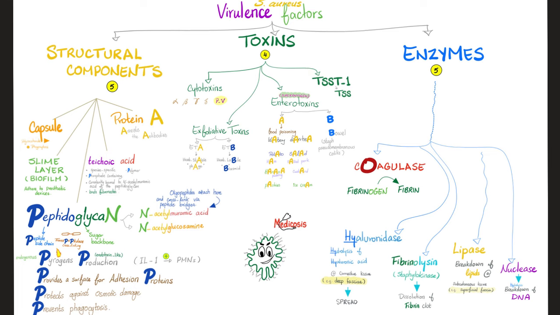Let's start with cytotoxins. You have alpha, beta, gamma, delta, and PV. Exfoliative toxins. It's either exfoliative toxin A or exfoliative toxin B. The A is heat stable, but the B is heat labile. The A is phage, the B is plasmid. What does exfoliation mean? Well, it means removal of your skin. Oh, really? Yeah. Do you think Staph aureus is going to cause skin disease? Yeah. That's why Staph aureus can cause staphylococcal scalded skin syndrome, or SSSS.